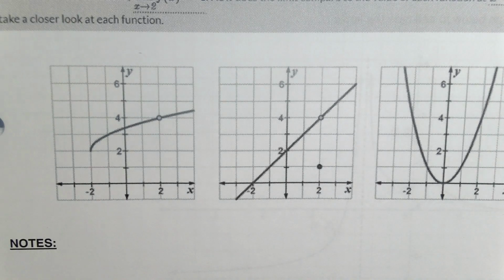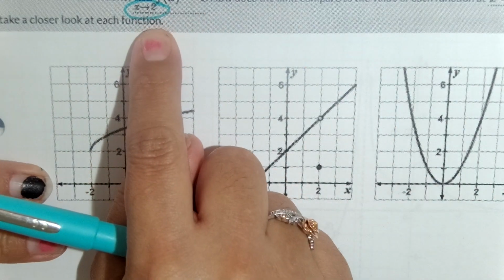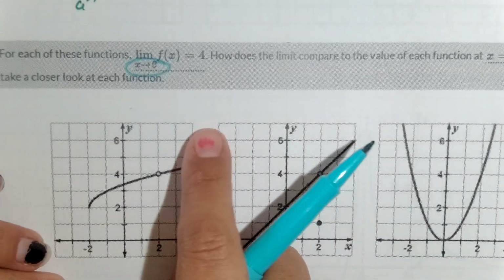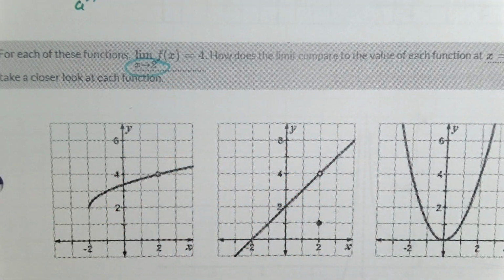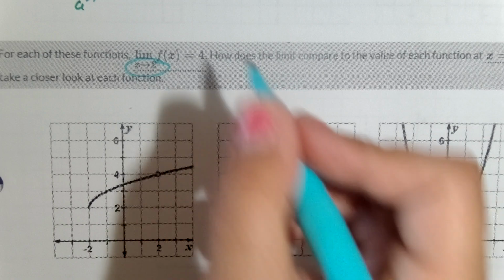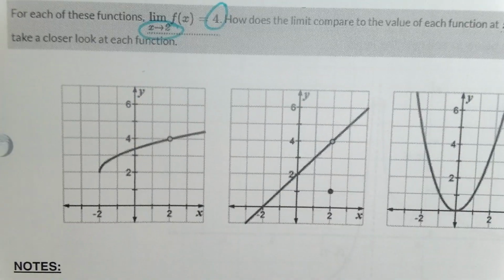It says for each of these functions, the limit as x approaches 2. So that means that this is going to be my x value. Okay? That will be my x value. That means that your function, your graph, is getting closer and closer to that number. And then this is the number that it gets closer to. Okay? So let's look at it. This is how we're going to find limits.